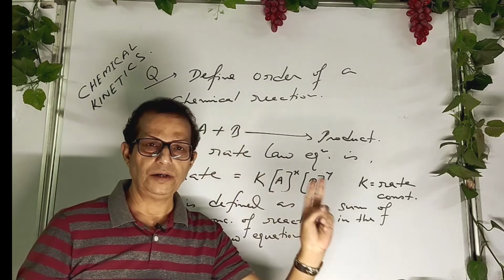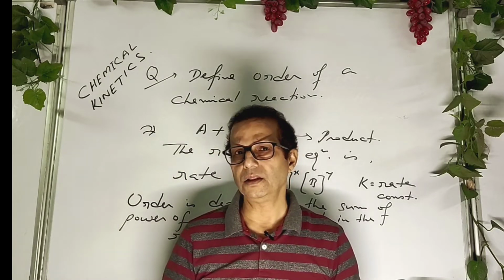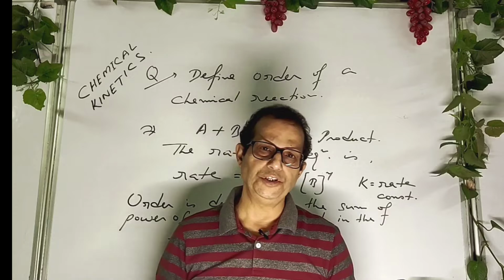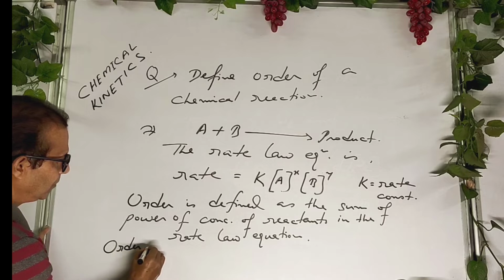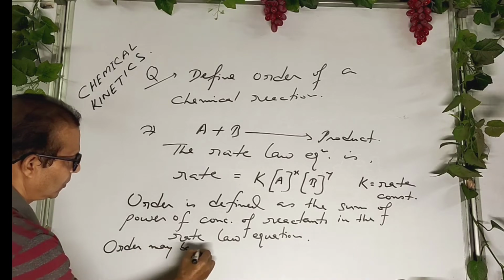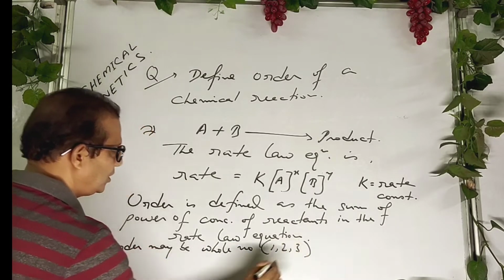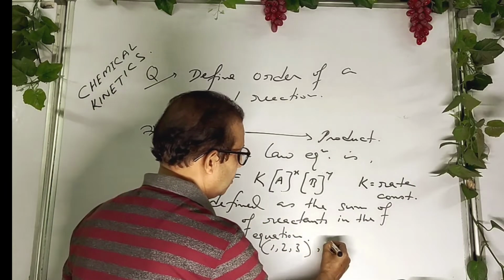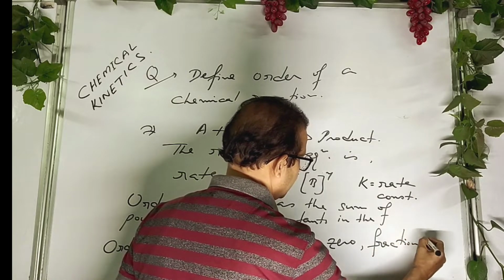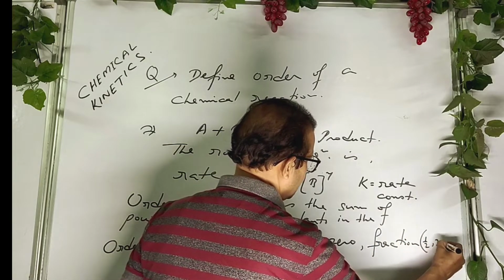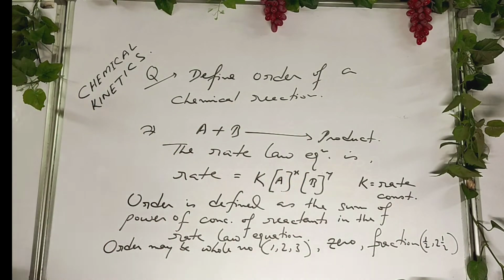Order may be whole number 1, 2, 3. Order may be fractional number. Order may be 0. Order may be whole number, that is 1, 2, 3. More than 3, rare. Order may be 0 and order may be fraction. Say 1 upon 2, 2 and a half, etc. 3 by 2.